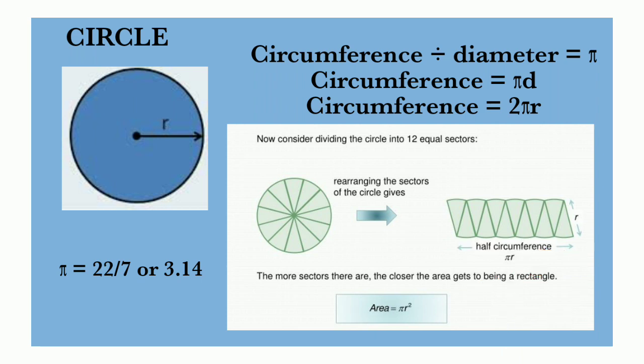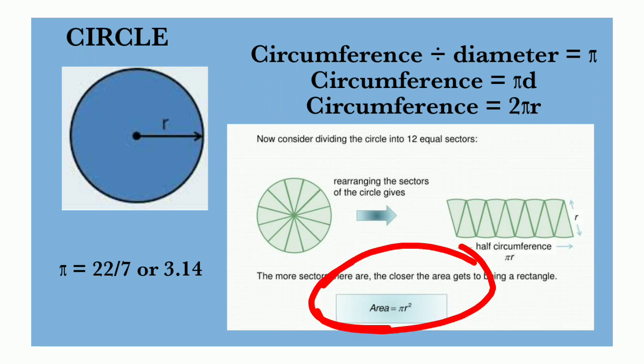So half means pi r. So one side is pi r and this is the radius. So what is the area of this section? It is a form of rectangle shape. So pi r into r. Pi r into r means pi r square. So the area of the circle is pi r square.